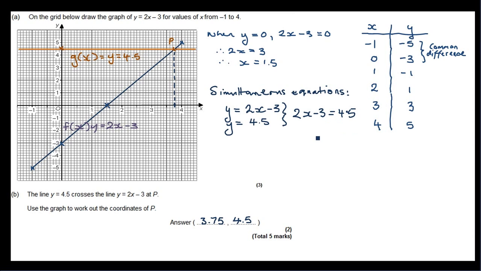So a straightforward equation. If we add 3 to both sides, as we did before, we end up with 2x equals 7.5. And if we divide both sides by 2, we end up with x equals 3.75. So just a quick check there to confirm that we've got the right answer. We must have got the right answer, because when we work out the simultaneous equations, we equate them to one another, we get this equation which we solve, which gives us the answer x equals 3.75. So there we are.